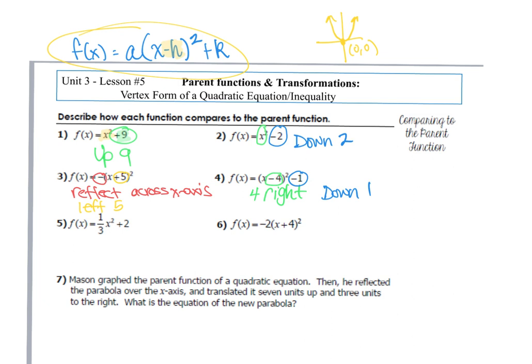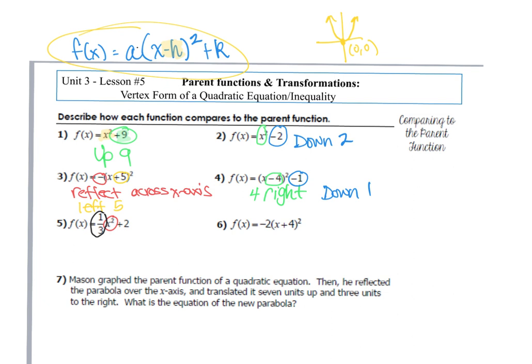Number 5, I have f of x equals 1/3 x squared plus 2. Again, this is in vertex form, even though it's not so obvious. We do not have to have parentheses. Just having it be x squared with no parentheses means that there was no horizontal shifting. But we do have to focus on what this 1/3 means. 1/3 in front of x squared, that's my a value. That's the number in front of x squared.